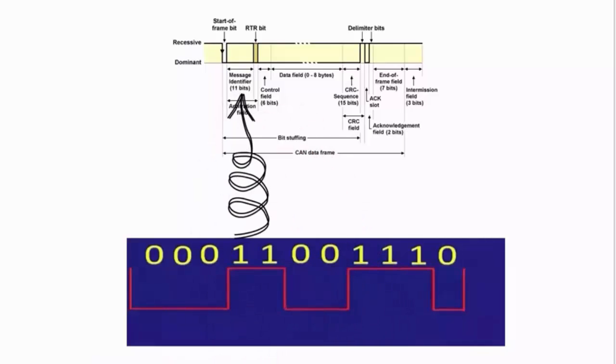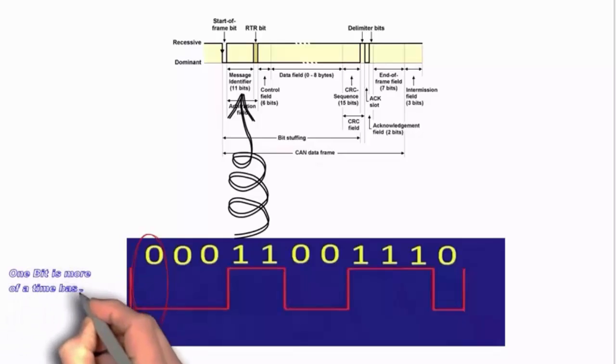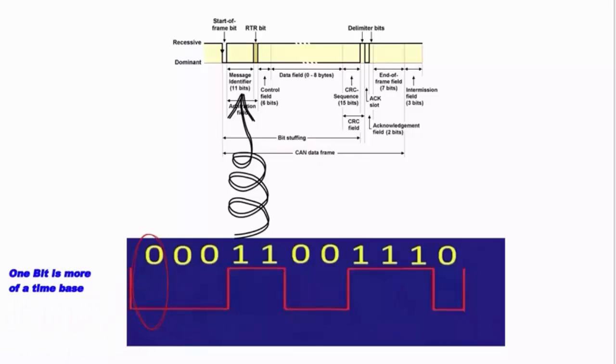That means we could have a message 000 1100 1110. So that means we've had 6 dominant off voltages and 5 recessive on voltages, but it has taken 11 bits of time for this to happen.